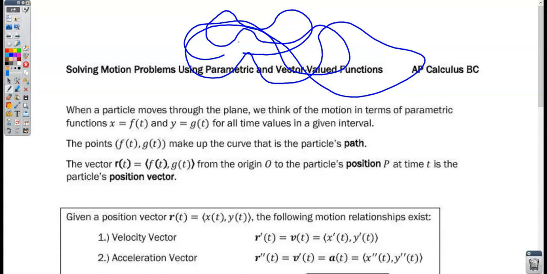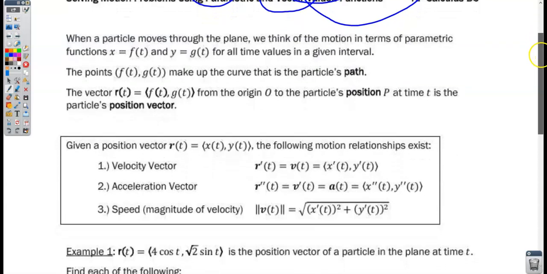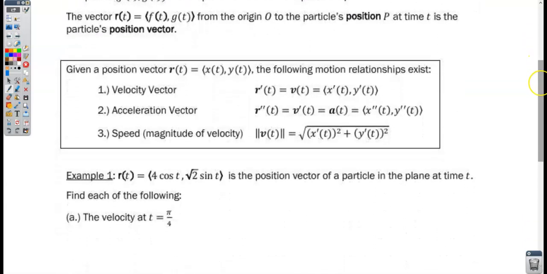Okay, so now let's apply what we know about vector-valued functions and parametric functions to motion problems. First, a few bits of definition. Given a position vector r of t with x of t and y of t as its components, the following motion relationships exist. The velocity vector is just the derivative of the position vector, which we get by taking the derivatives of the components of the position vector.